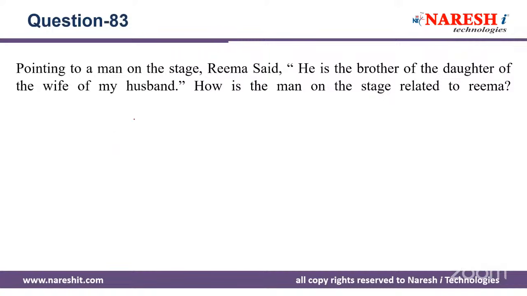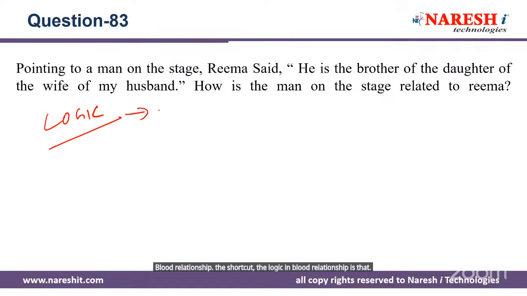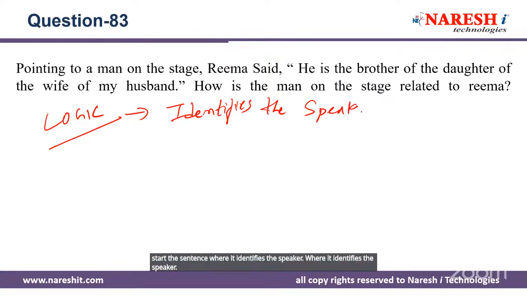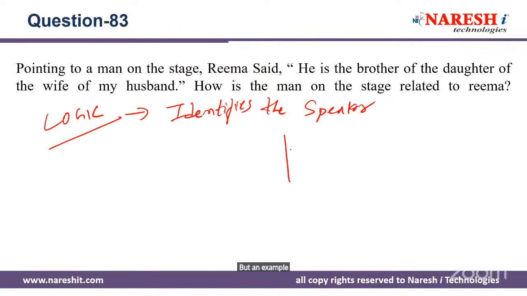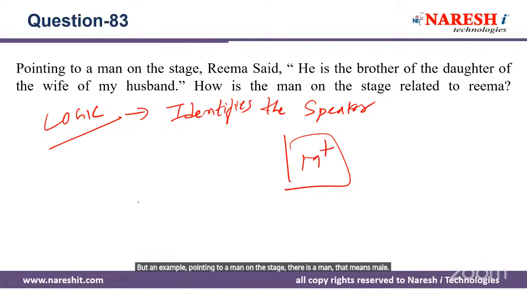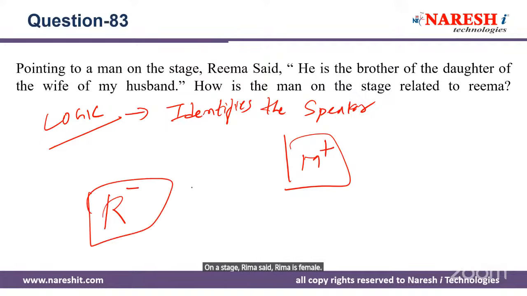Blood relationship. The shortcut, the logic in blood relationship, is to start the sentence where it identifies the speaker. For example, pointing to a man on the stage, there is a man, that means male. On a stage, Rima, who is female, said, he is the brother of the daughter of my husband.